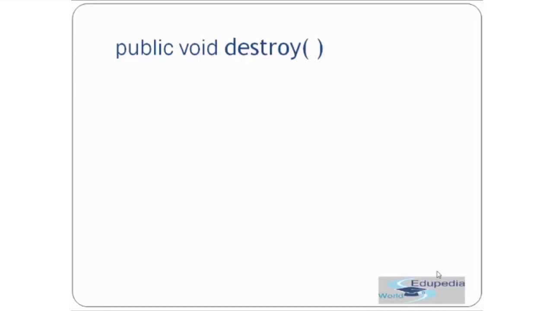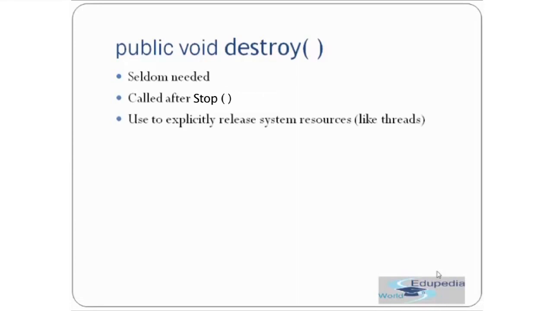Now let's study the destroy method. Public void destroy is the destroy method. Now let's see what it does. It's seldom needed. It's called after stop. It is used to explicitly release system resources like threads. System resources are usually released automatically.